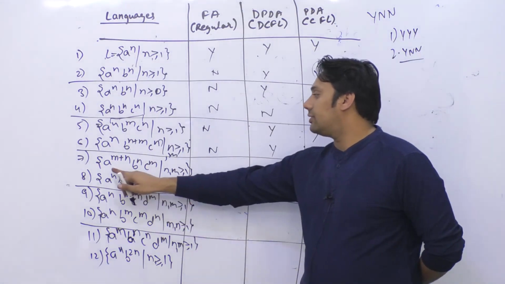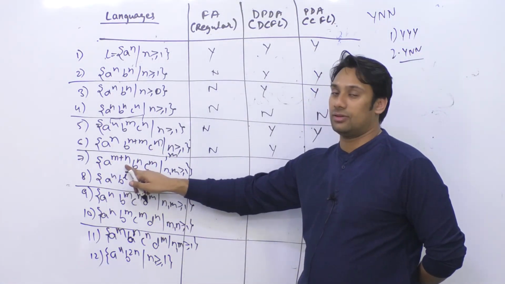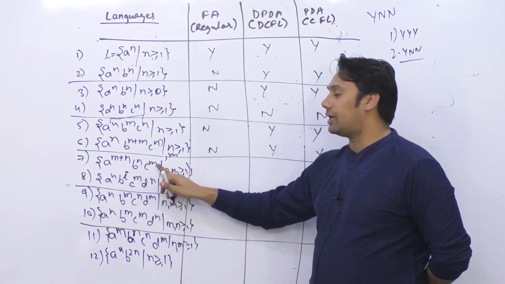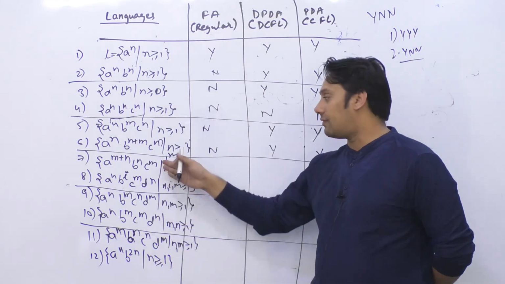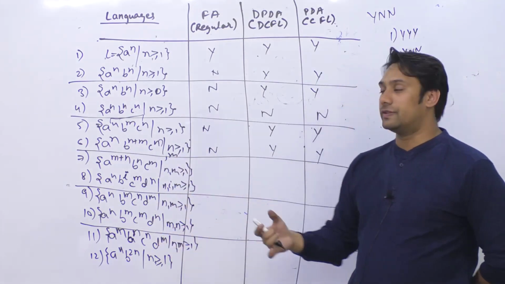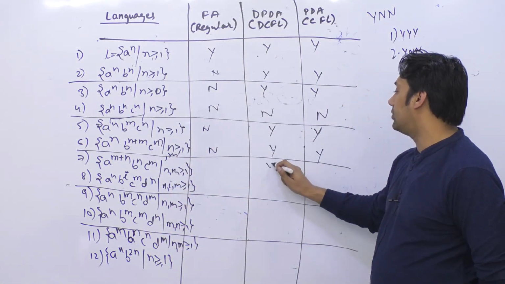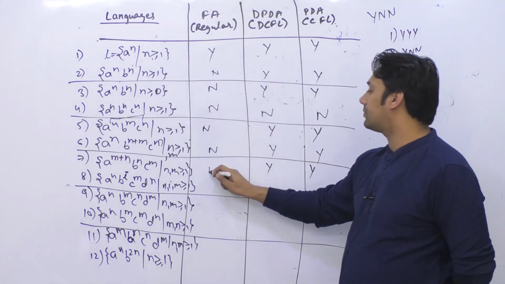In the next case here, a raised to power m plus n, b raised to power n, c raised to power m. So insert all these a onto the stack. Whenever you get a b, remove a. Whenever you get a c, remove a. If the stack is empty, then it is accepted. So again, you can make a DPDA for this.